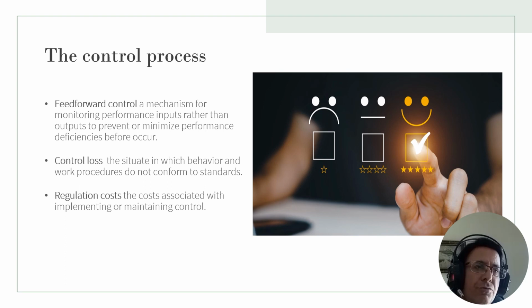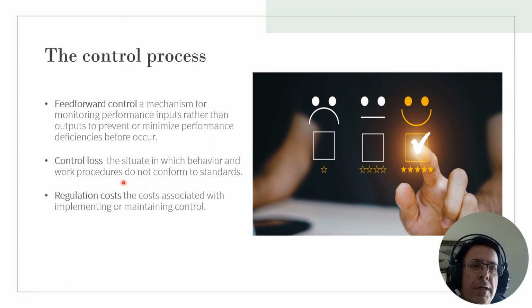Now we have the feedforward control. Feedforward control is a mechanism for monitoring performance inputs rather than outputs to prevent or minimize performance deficiencies before they occur. So we discussed feedback. Now this is just the opposite. This is called feedforward. In feedback, we look into the output, as in the previous slide. But in feedforward control, we look into the input. Do we have the right input? If we have the right input, that will definitely lead to the right output.